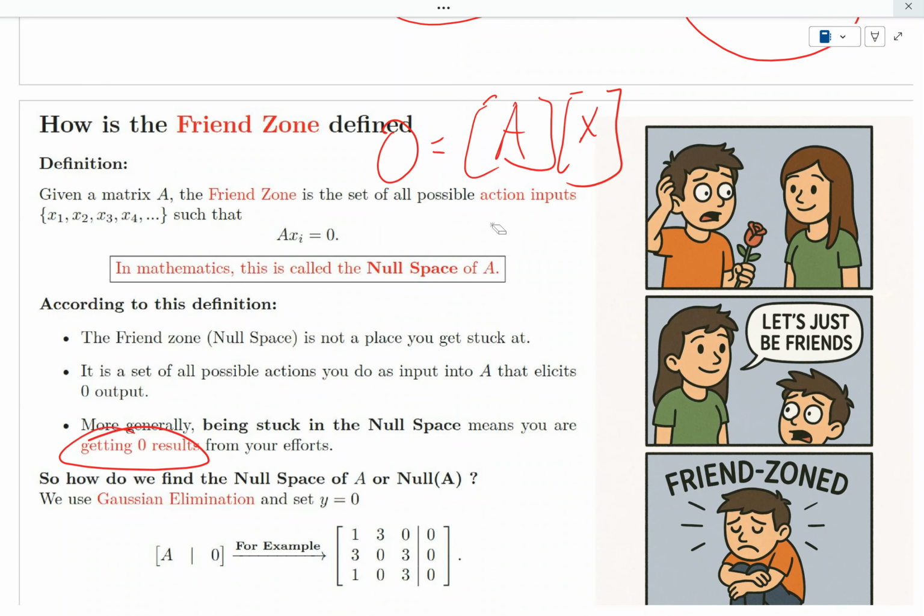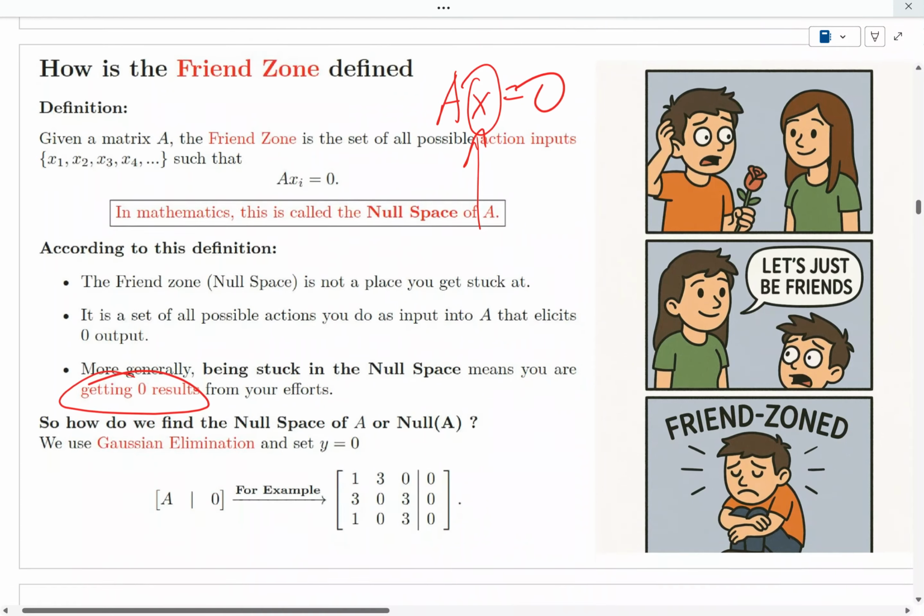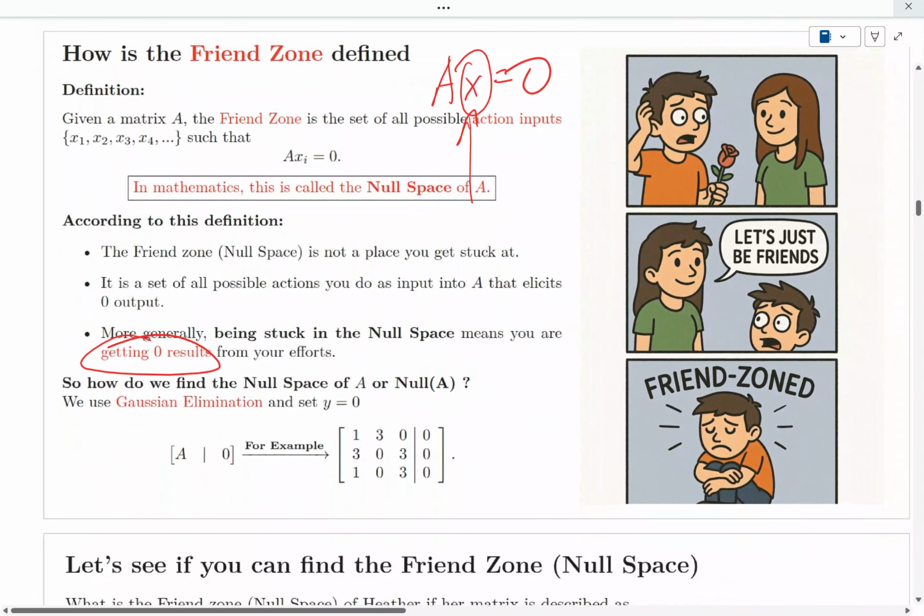And so the natural question is, if we have this equation where we have A times x, and you get a 0 back, how do you find the null space, which is the solution to this problem? Well, it's actually really easy. Just like everything we've done so far, the null space is solved using Gaussian elimination because we know what the right-hand side is.